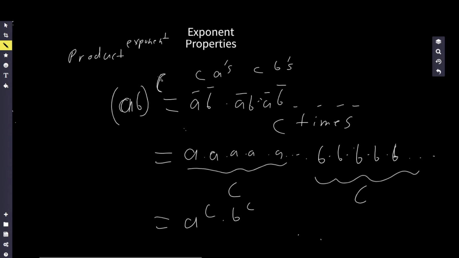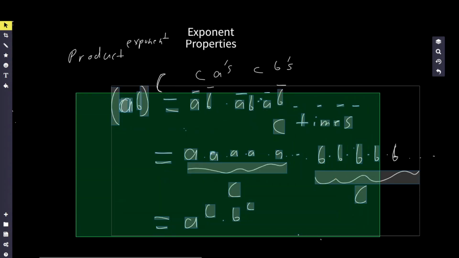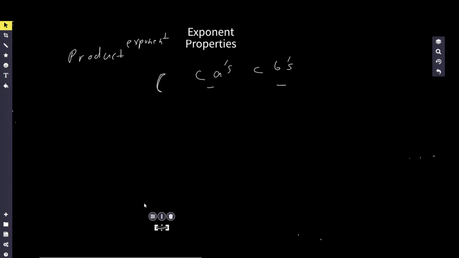You might have gotten a bit lost in all the letters, so let's break this down. For A times B to the C, we're multiplying it all together C times, and in each of those C terms there's going to be an A. So there's C A's in total, and we can do the same thing with B: in each of the C terms there's a B, so we have C B's in total. Then from here we use the definition of an exponent to simplify this down. That is the product to an exponent rule.